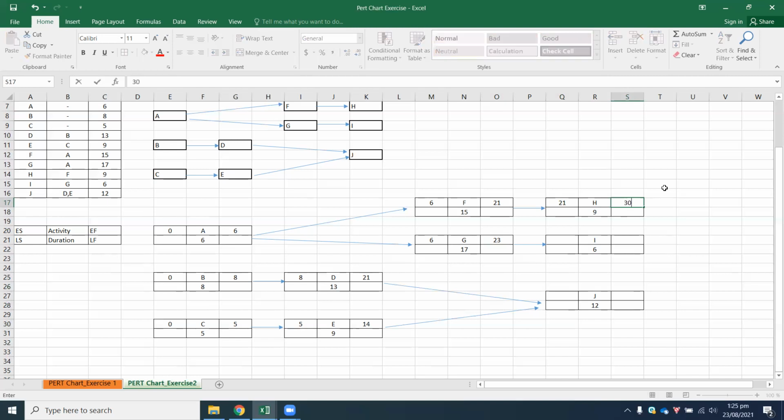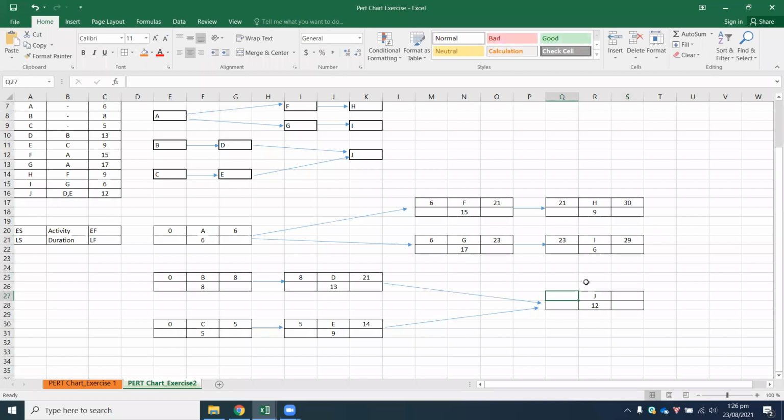Activity H, the predecessor is F, and the early finish for activity F is 21. So 21 plus 9 gives 30. And 23 is the early finish for the predecessor activity G, so 26 plus 6 rather gives a value of 29. So that is also correct.